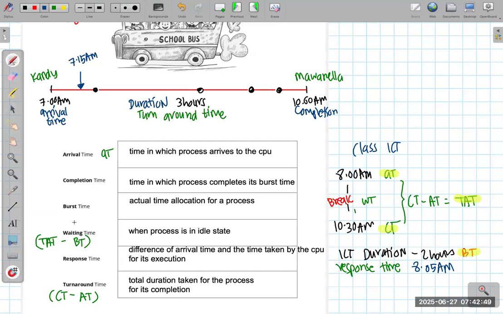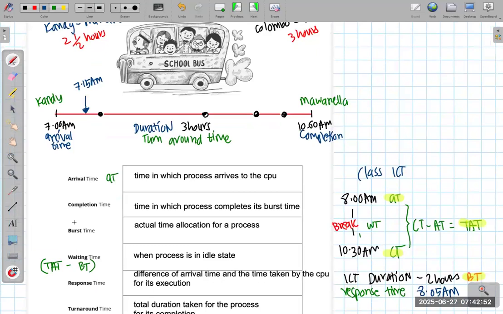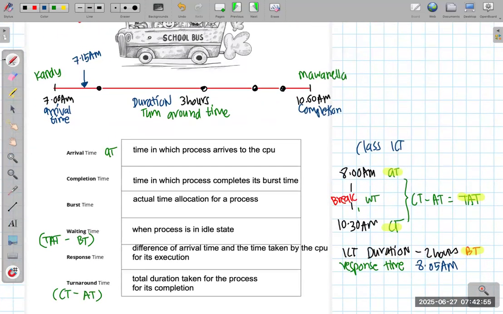Sounds okay, all good. The class starting time is 8 o'clock, ending time is 10:30, arrival time, completion time. So it took a total duration of 2.5 hours. That 2.5 hours is the turnaround time. But the actual ICT class duration is 2 hours. That is the burst time, actual time allocation for a process. The break is the waiting time, and the class had to start after 5 minutes. That is the response time.